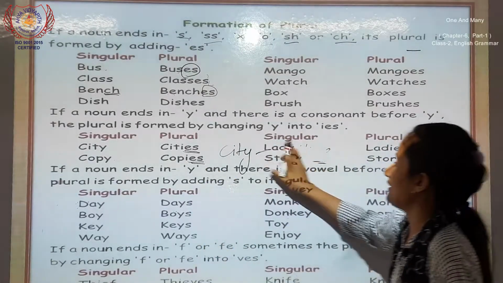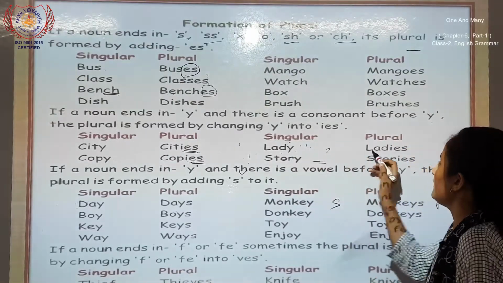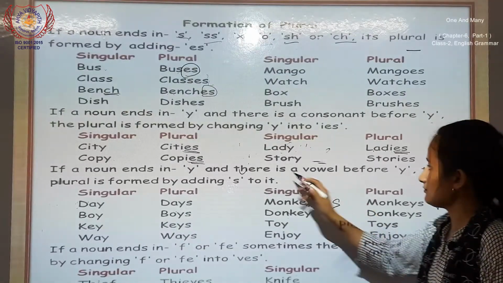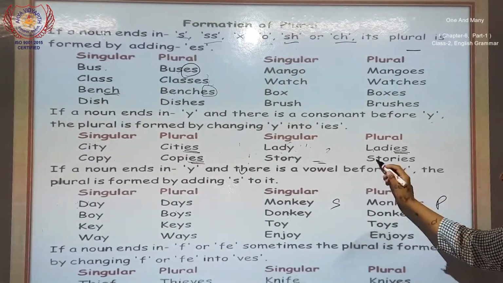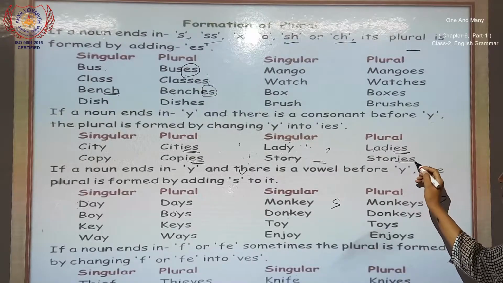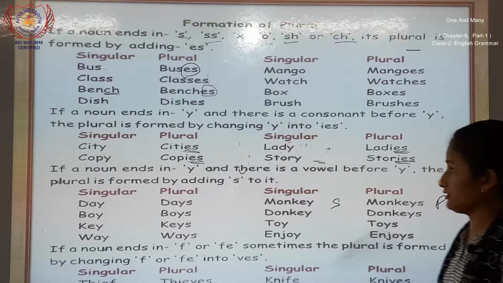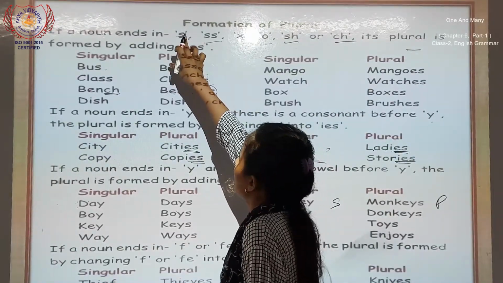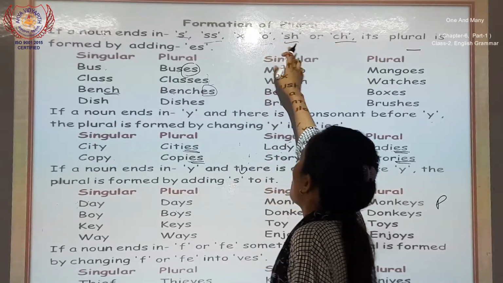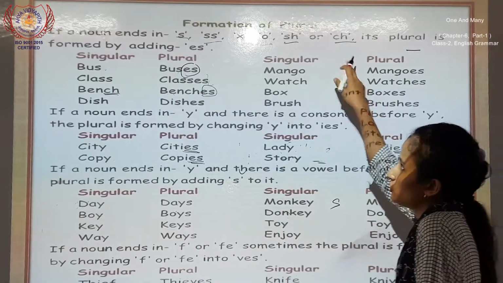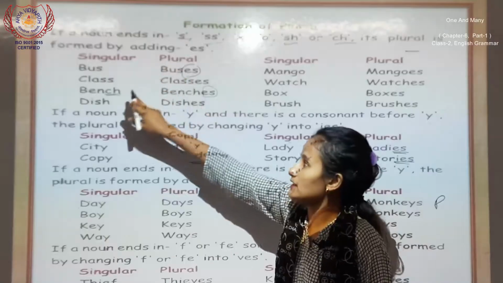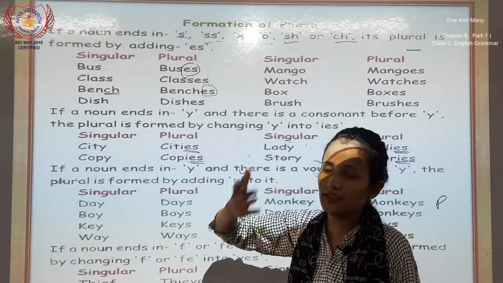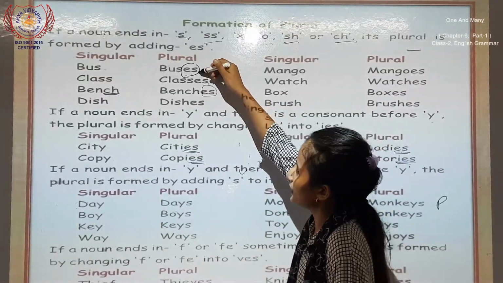Okay. Lady, ladies. Story, stories. Like this, you have to convert in plural. Whenever words end with s, ss, x, o, sh or ch, we have to use es. कभी भी सिंगुलर में आपको ch, sh और ss दिखाई देगा, तो आपको किस पे कन्वर्ट करना होगा? We have to use es in plural.